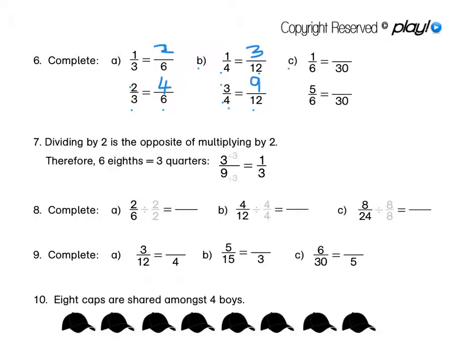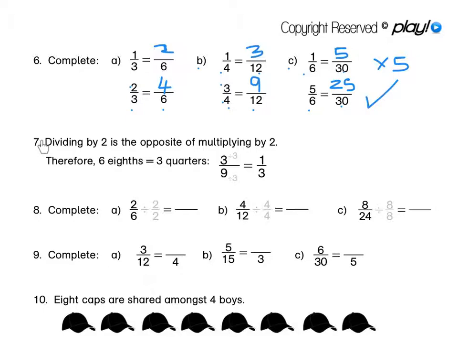For C, from 6 to 30 we've timesed by 5, so we have to times the top by 5 and we get 5. Again, yeah, we times by 5, and 5 times 5 is 25. And there you have your equivalent fractions.